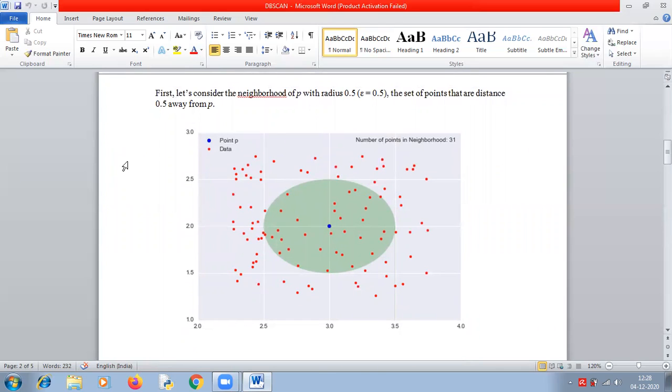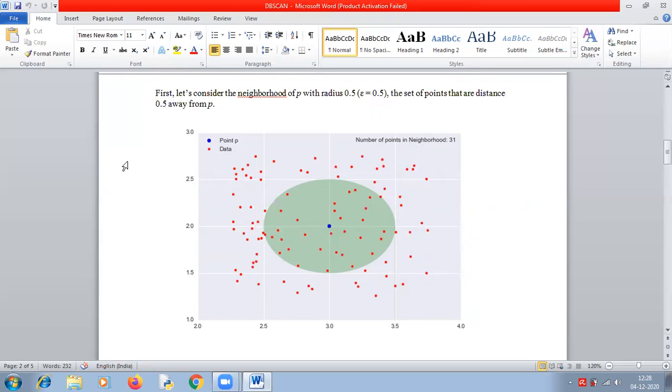So here you can see the opaque oval represents our neighborhood. When we take epsilon equals 0.5, we cover this opaque blue oval. This represents our neighborhood, that is the points which are 0.5 distance away from point P, the blue point. And if you count, there are about 31 data points in this neighborhood, correct?